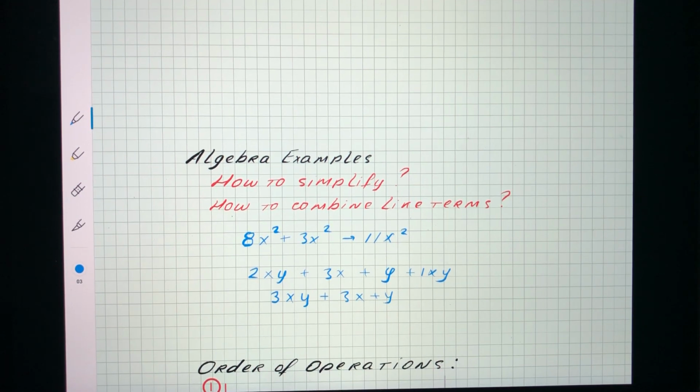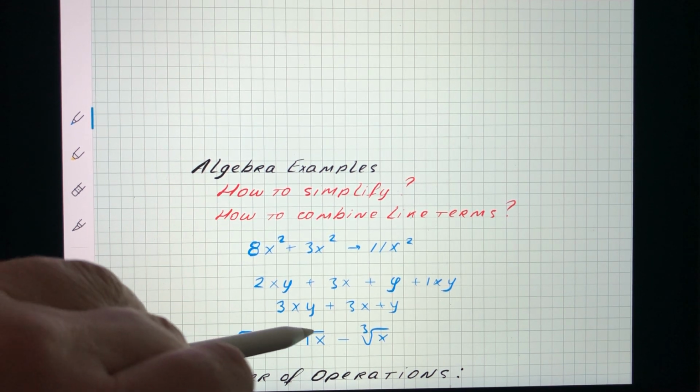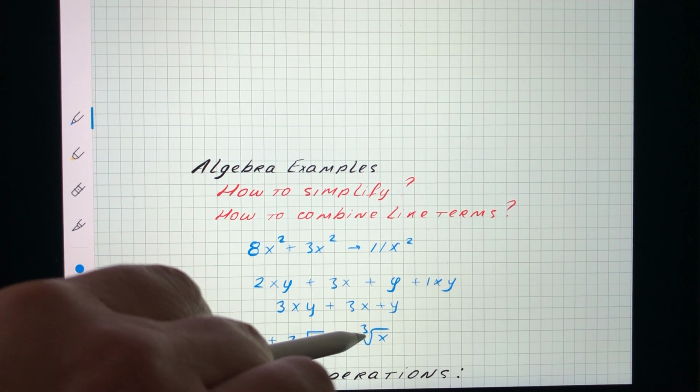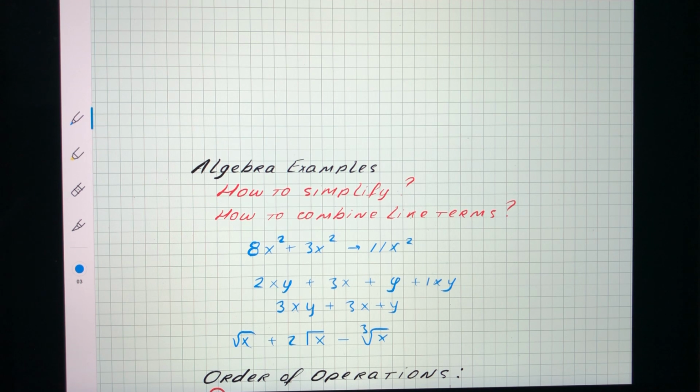The exponents also work with the roots. So sometimes we may get an example such as square root of x plus 2 square roots of x minus cube root of x. Well, the first two are the same, but the last is different, so we can combine the first two, but not the last. And that would be 1 square root plus 2 square roots makes 3 square roots of x minus cube root of x.